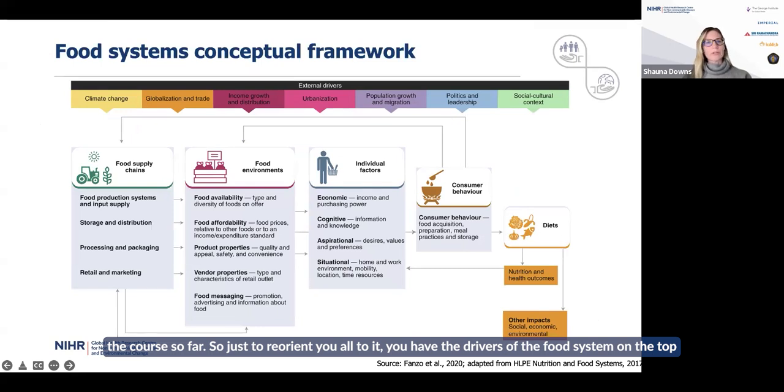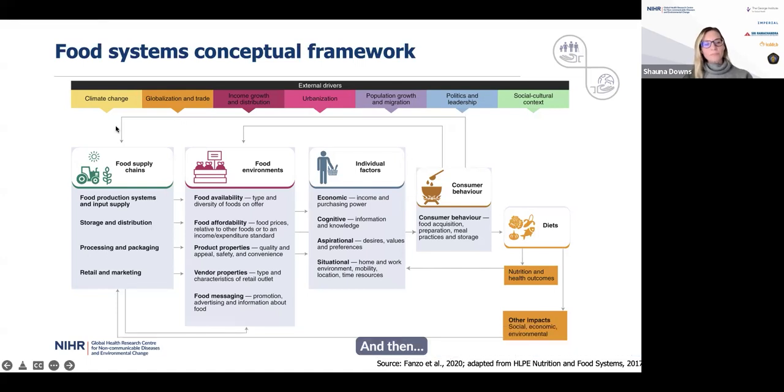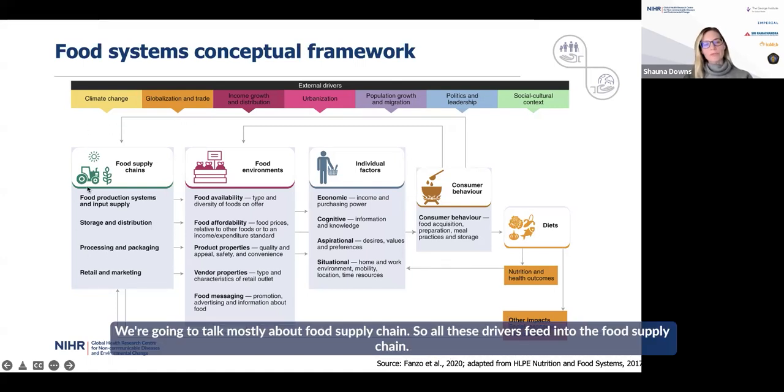So just to reorient you all to it, you have the drivers of the food system on the top. We're not going to go into detail on these in terms of the methods today, with the exception of maybe talking a little bit about them in the context of political economy analysis. And then we're going to talk mostly about the food supply chain.